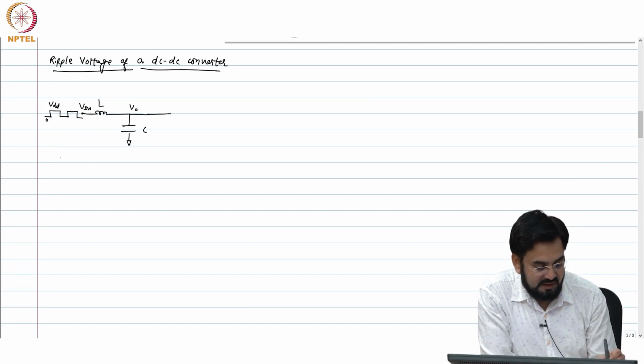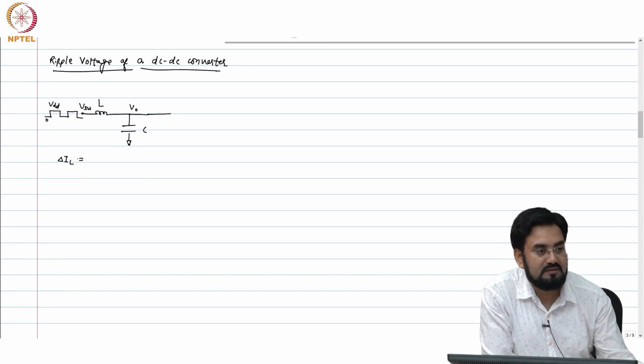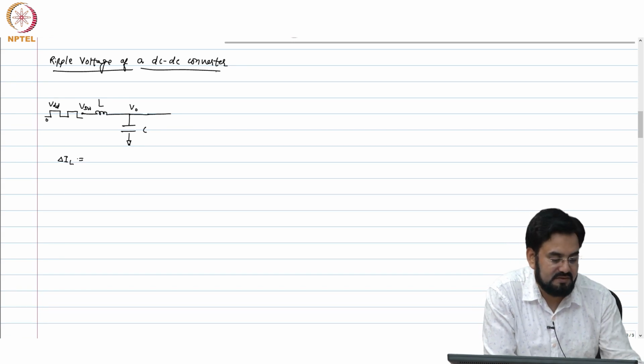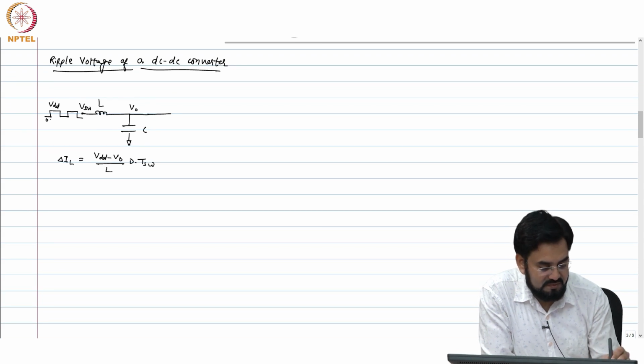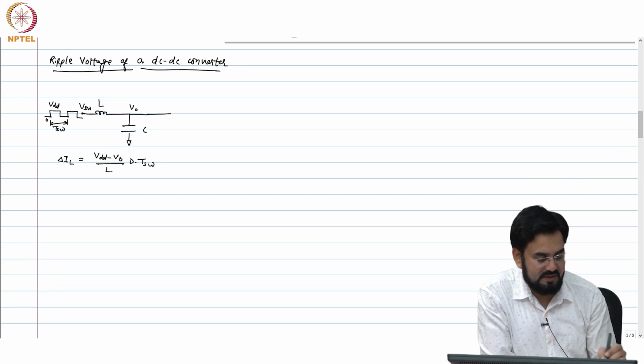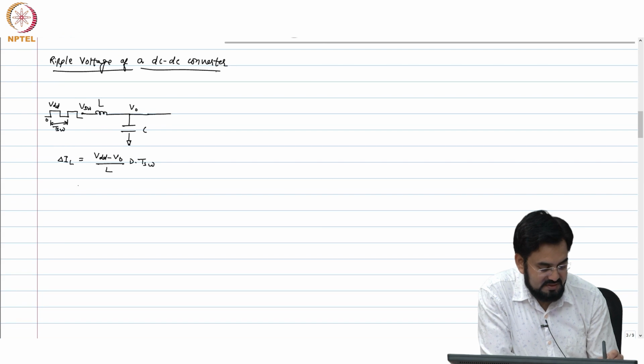So, what was the ripple current in the inductor, remember? VDD minus V out over L, D times TSW. TSW is this period, okay, which means I can write it.